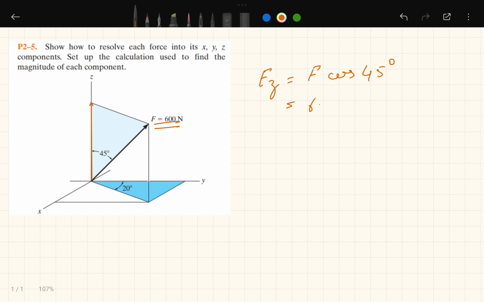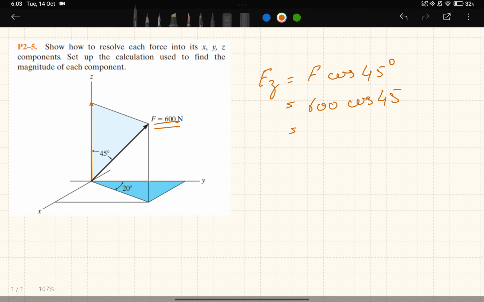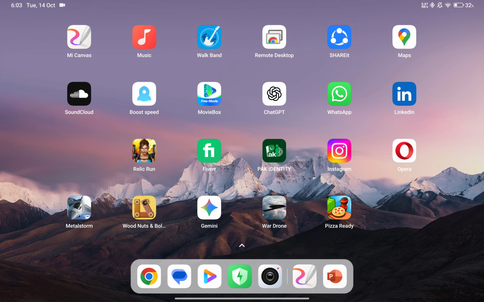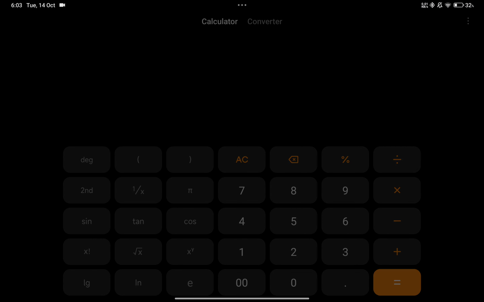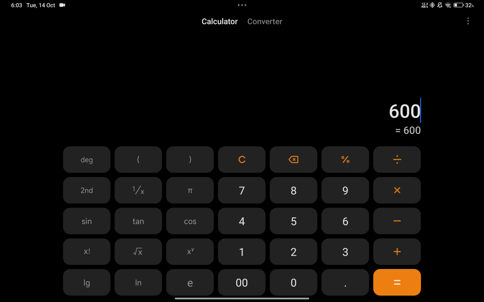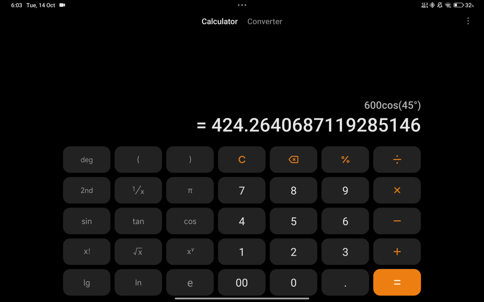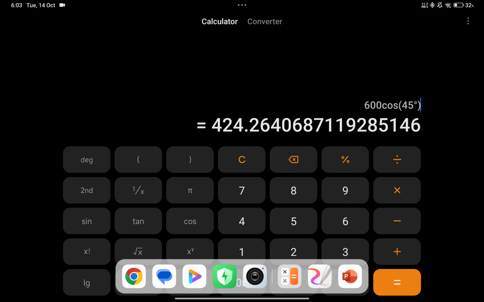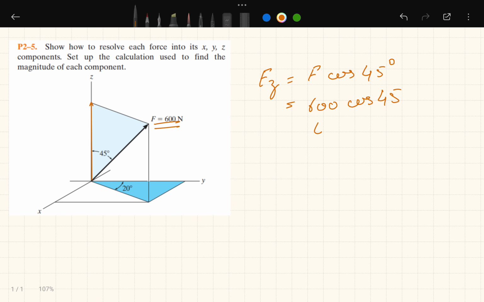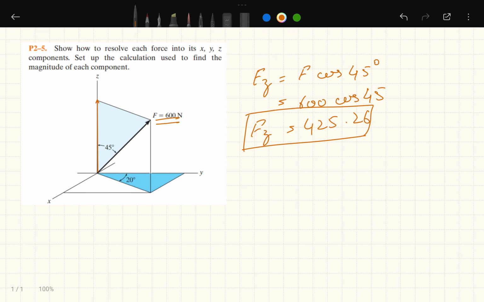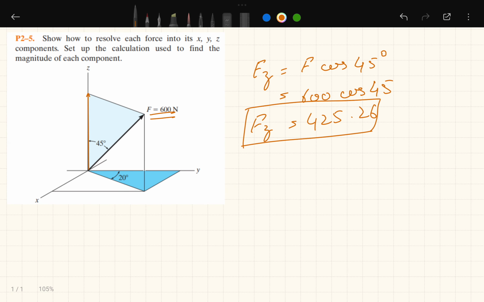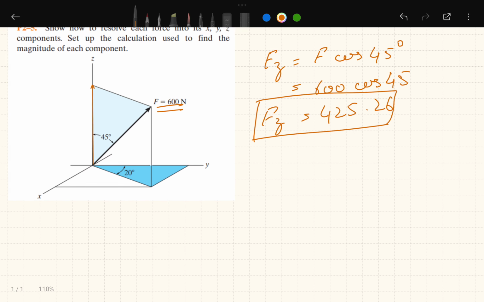Okay, and F is 600, so 600 cos 45. That is 424.26. Okay, so that is your z component. You got one component now. Very simple, straightforward. This is the magnitude of this component z. What about x and y?